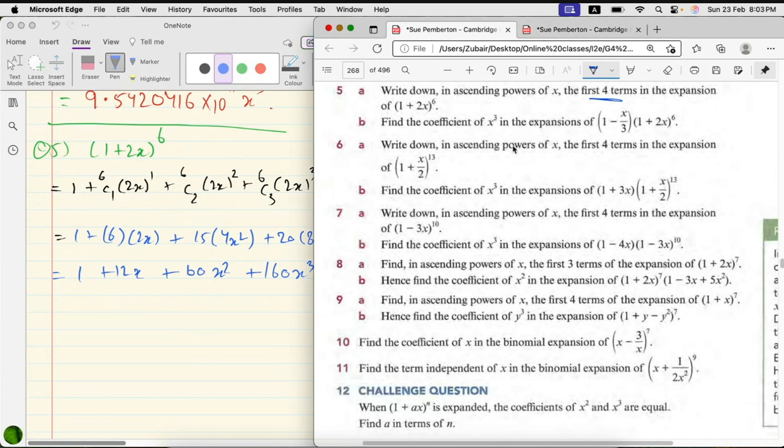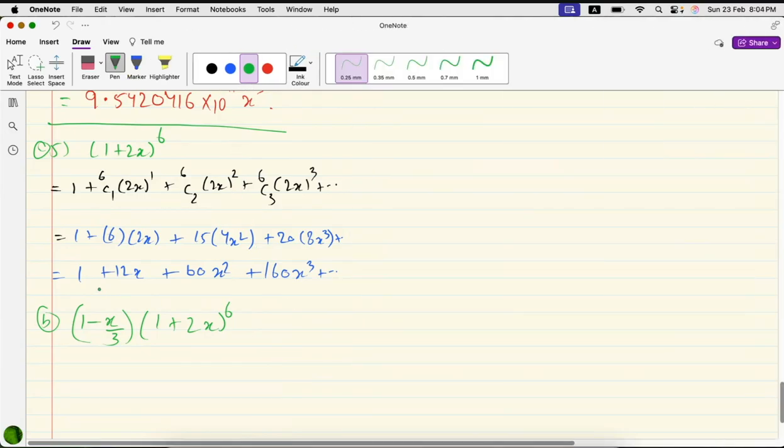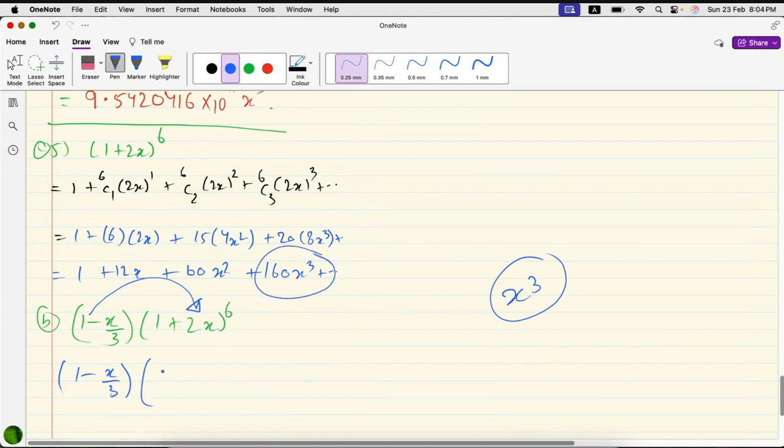Same question B part. It says find the coefficient of x cube in the expansion of 1 minus x by 3 into 1 plus 2x raised to power 6. Now this is not a very lengthy question. I can copy down all the terms, but when it is lengthy, I need to choose them wisely. I need the coefficient of x cube. So 1 will get multiplied with the x cube term and give me x cube. So I'm interested in that term and I'm copying only that term, which is 160x cube.